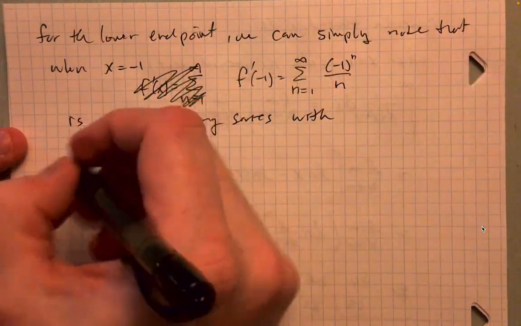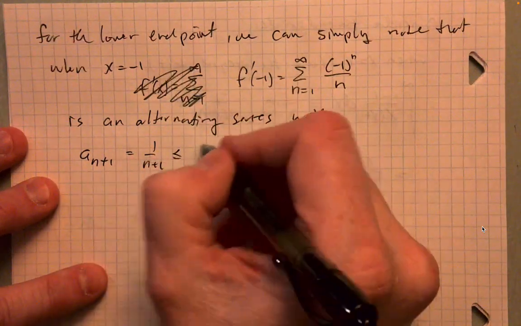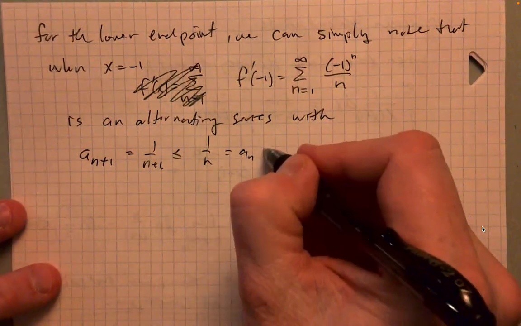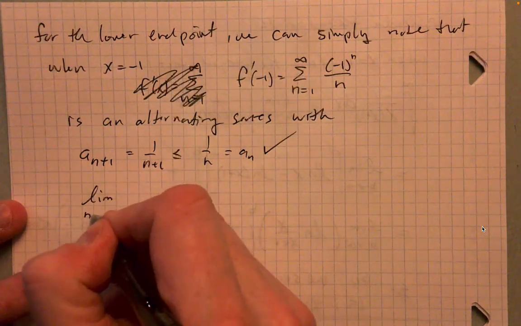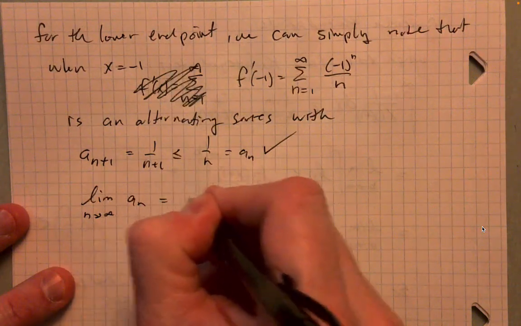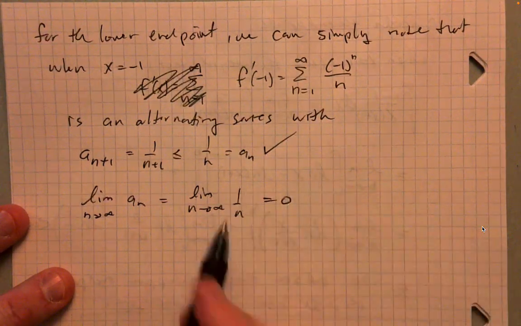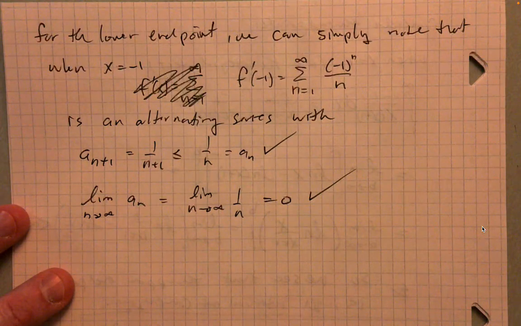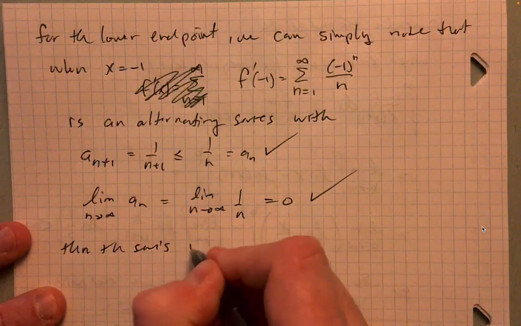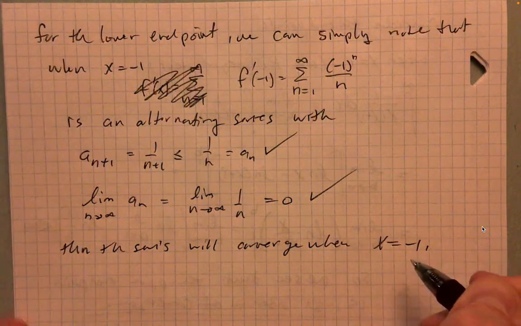It's definitely true that a sub n plus 1, which would be equal to 1 over n plus 1, is less than or equal to 1 over n, which is a of n. And so the alternating series test says that if you have this, and this is also something we can see really quickly, the limit as n goes to infinity of a of n, which is the limit of 1 over n, is equal to 0, obviously. So if you have those two things with an alternating series, then the series will converge. So the series will converge when x equals -1, right?